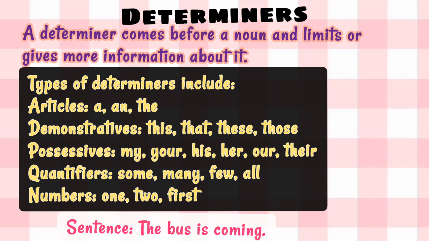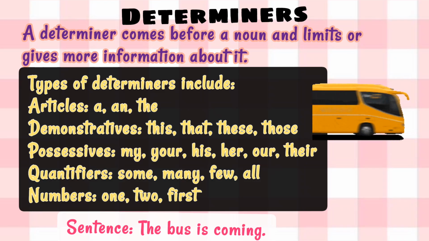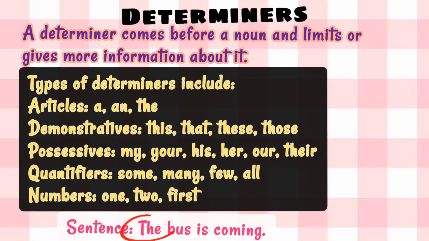Let's use the articles in the sentence. The bus is coming. When we use the word the, it means that the speaker and the listener know what is being talked about. The bus seems familiar. Not just any bus is coming or a bus is coming. The bus, it's something that they already had prior information about.